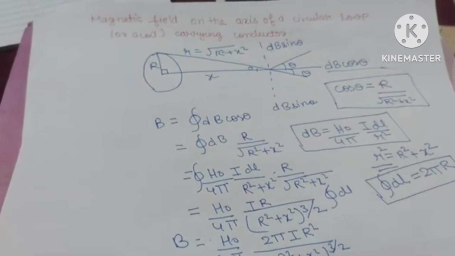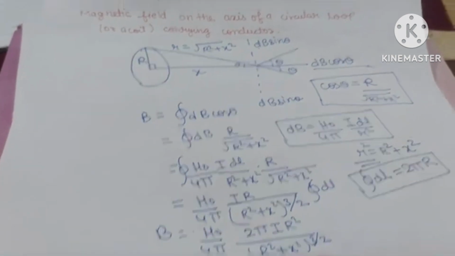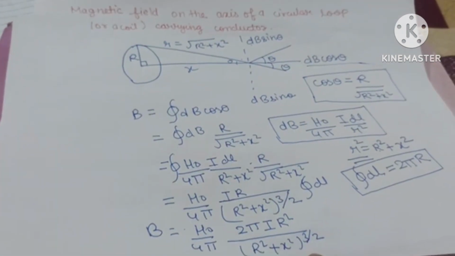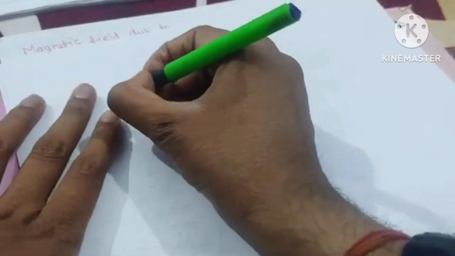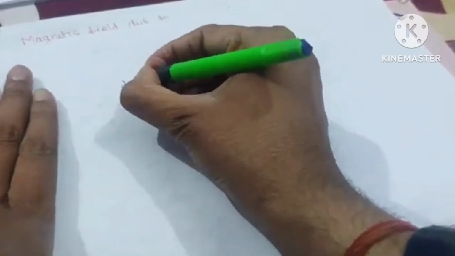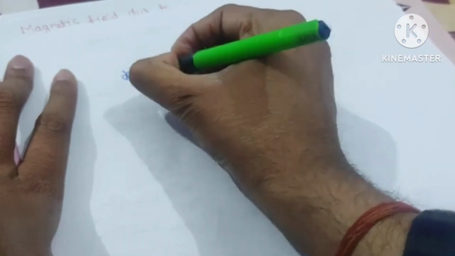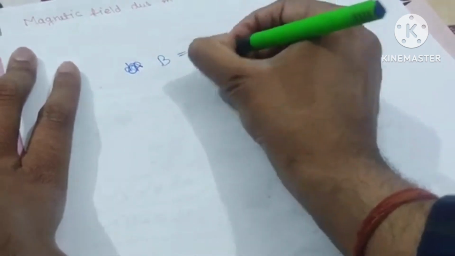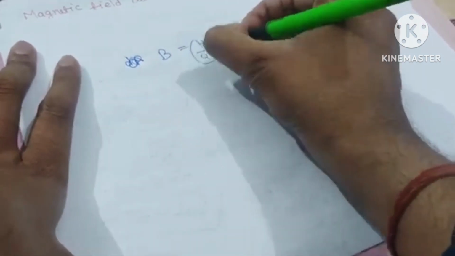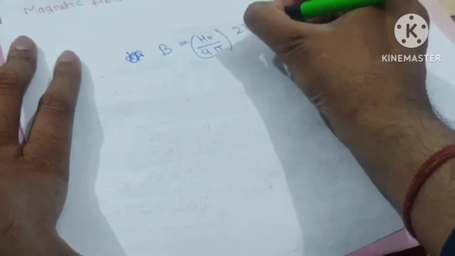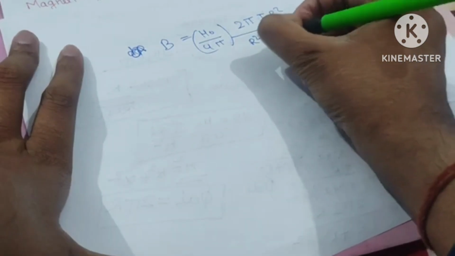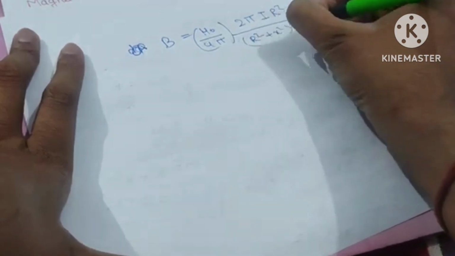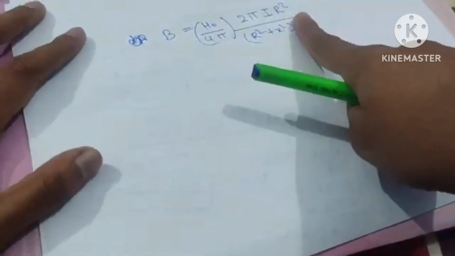Okay. So this is our equation. What we got at the end is B is equal to mu0 by 4 pi, 2 pi I r square by this. Okay, we got this.